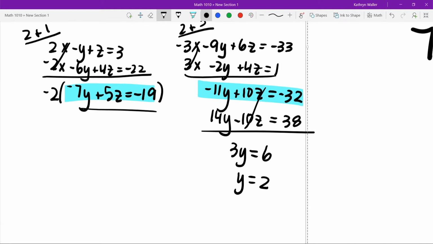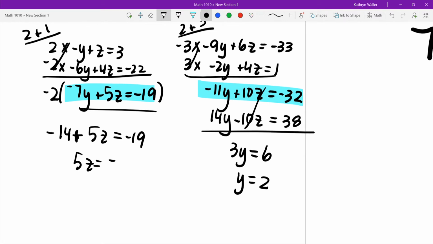So you have a -7 times 2. That's a -14. Then you have a plus 5z equals -19. Pull it over. 5z equals -5. Divide by 5, z equals -1.